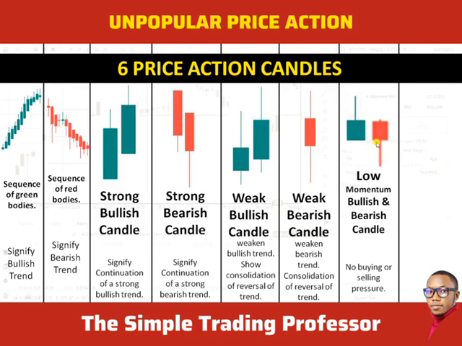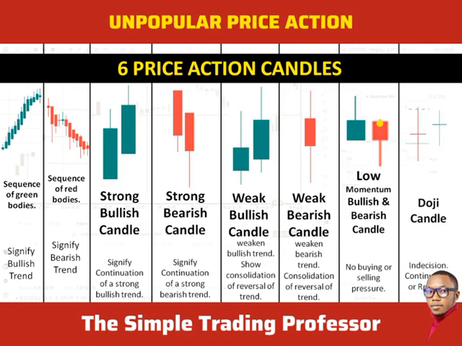Now, you see candles like this. It is just like the strong bullish candle, but the difference is that the body is small. The body is small. This one looks more like the strong bearish candle, but the body is small. What does these two, whether bullish or bearish, what does it signify? It signifies that there is low momentum either in a bullish or a bearish trend. The momentum is low. There is no buying, there is no selling pressure.